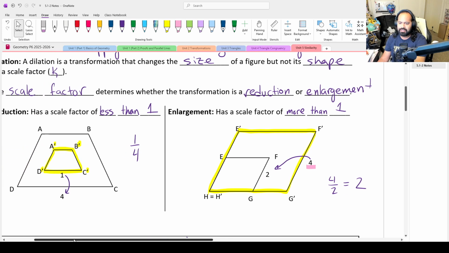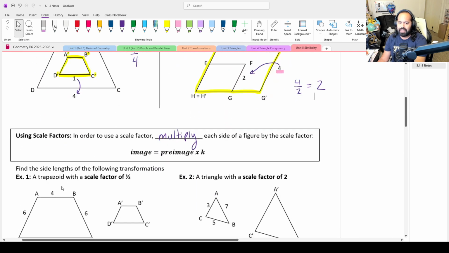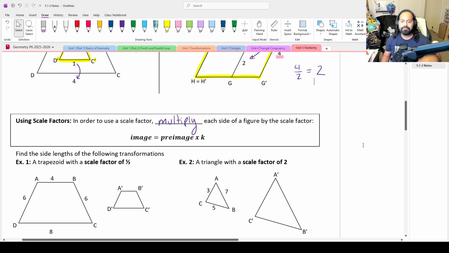So if we go into just in general what we use scale factors for, if you want to figure out the size or length of the other shape after you know your scale factor, all you do is you multiply the pre-image by that scale factor. So in other words, if you know the length of your pre-image, multiply them all by the scale factor, you will get the length of your image.